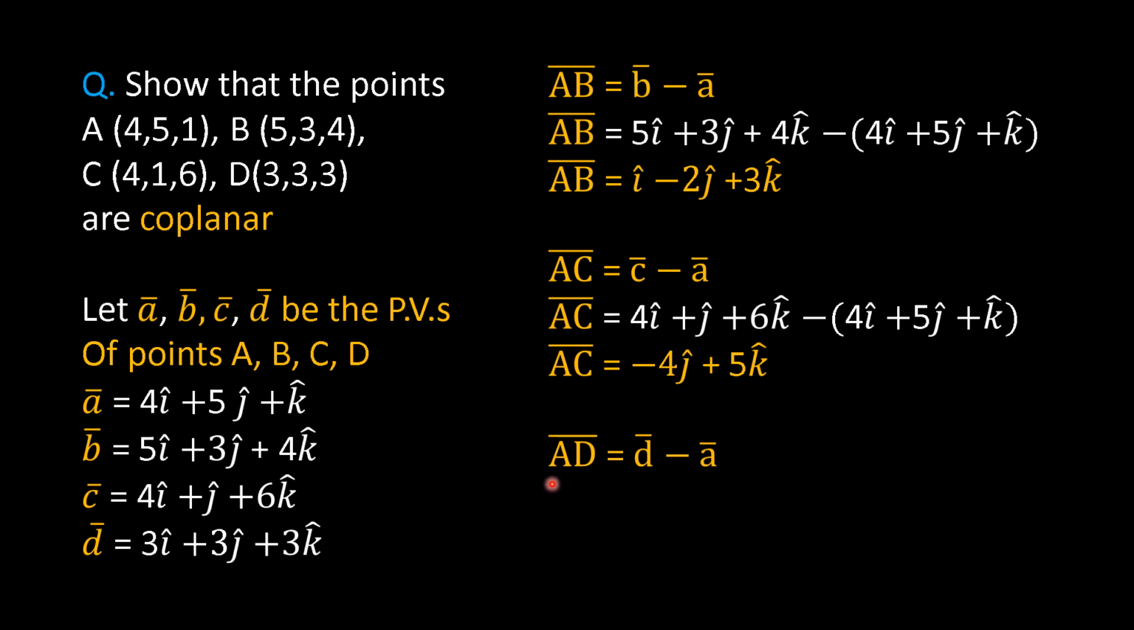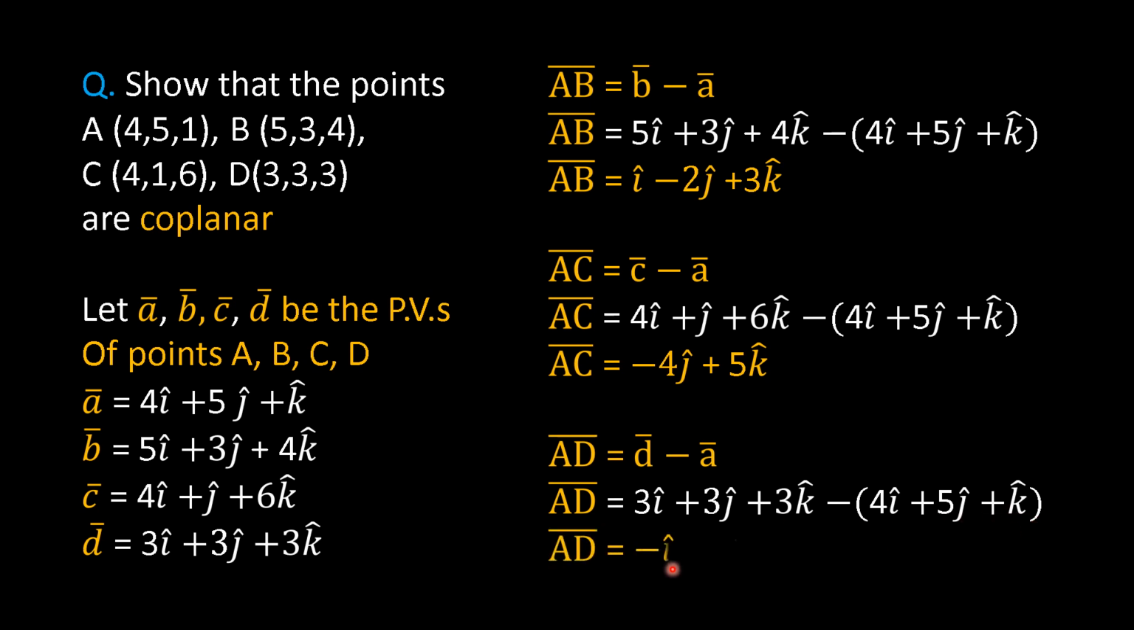Then AD bar is d bar minus a bar. d bar is this vector and a bar is this vector. And we get AD bar as 3 minus 4, that is minus i, 3 minus 5, that is minus 2j, and 3 minus 1, that is 2k. So AD bar is minus i minus 2j plus 2k.